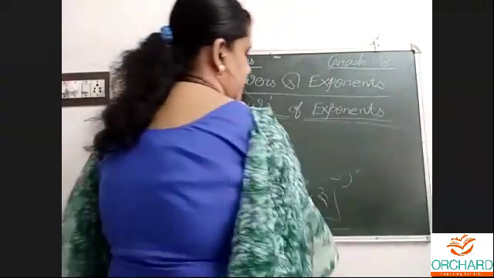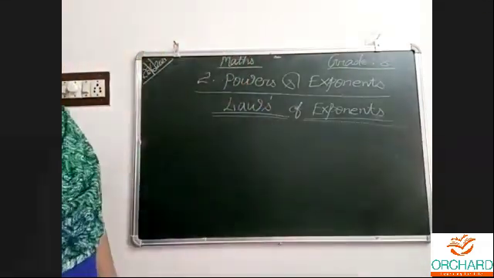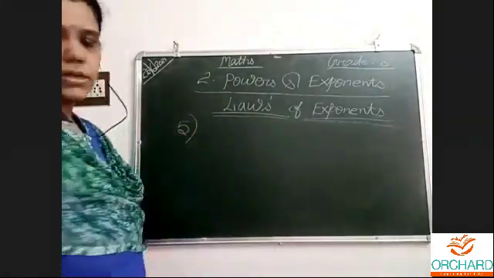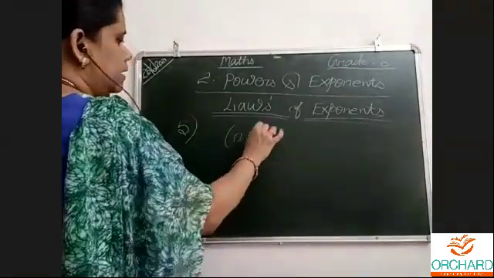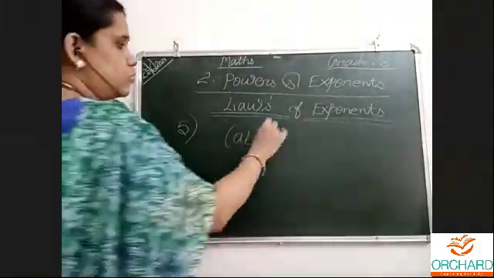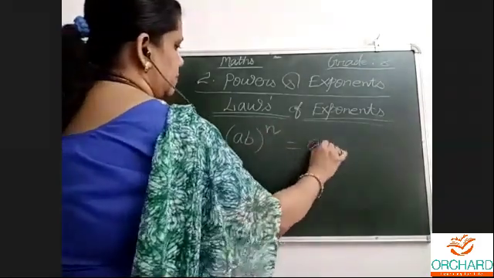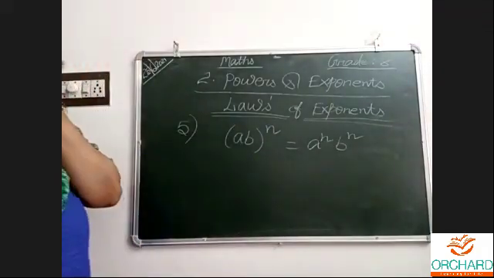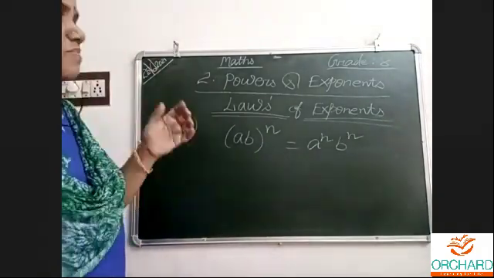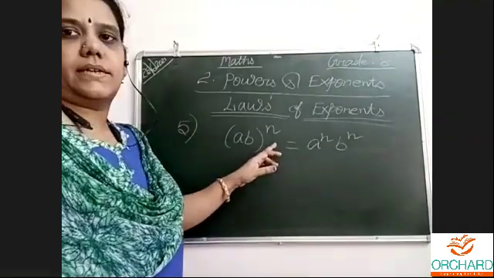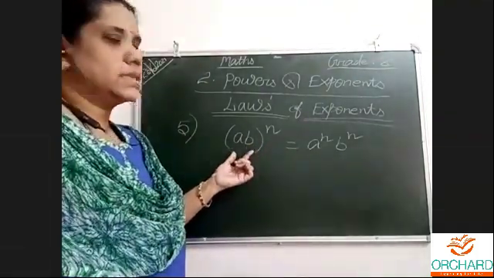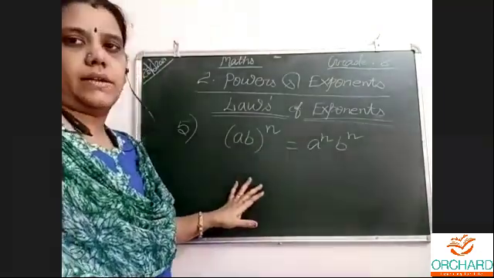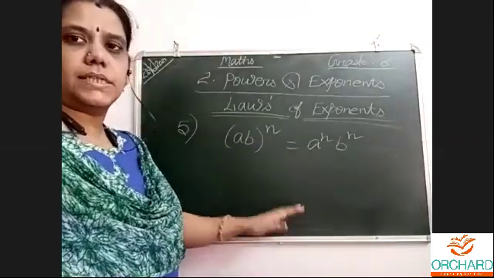Next. All these laws are given in your textbook. When you get your textbook, or if you have the soft copy in your mobile phone, go through that. This law is also there. So, AB the whole power n. Now you don't ask by giving an example. Listen to what I say. I will explain all the laws and examples, then we'll enter.